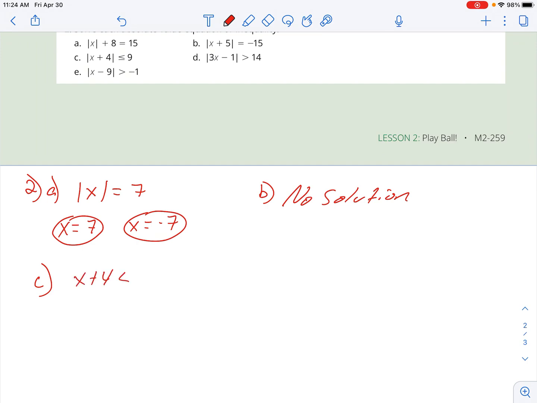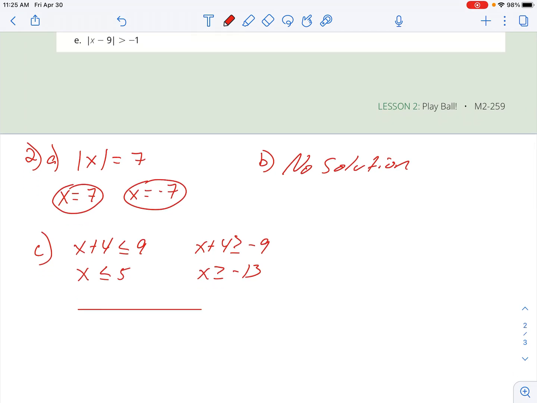X plus 4 less than 9, and x plus 4 greater than negative 9. Flip it. Subtract 4 from both sides. Subtract 4 from both sides. As I go to make a graph now of my two inequalities, it doesn't need to be anything fancy. They're both going to be closed. I want solutions greater than negative 13, solutions less than 5, and I can see that they overlap right there in the middle. So right there is where I'm going to shade in between, and anything in between negative 13 and 5, it's inclusive. So those are solutions as well.